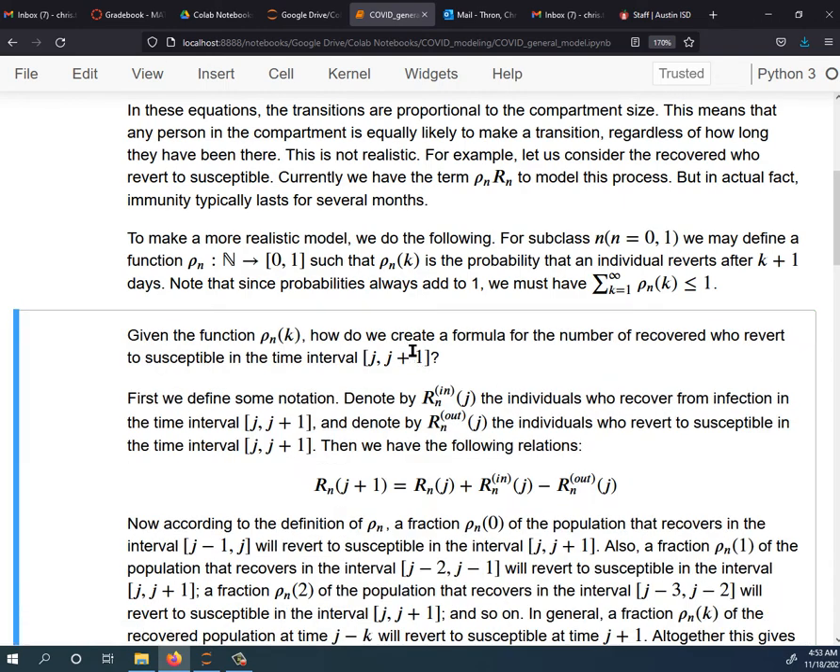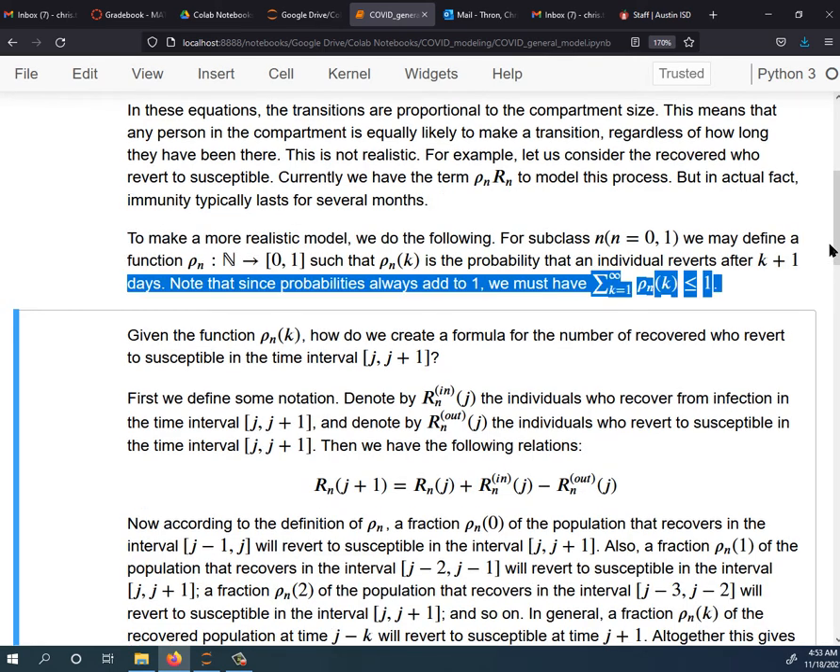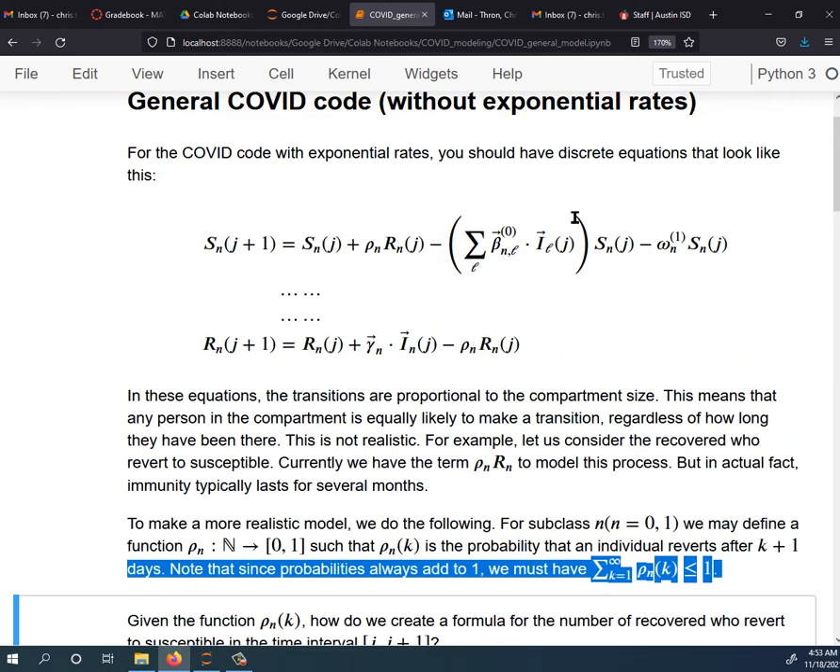All right, so who reverts during that time interval? That's what this update is showing. It's showing, for instance, this term here. This is showing the people who revert between day j and j plus 1 over that 24-hour period. All right, so that's what we want to get.